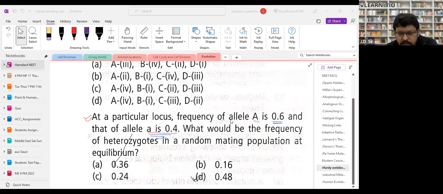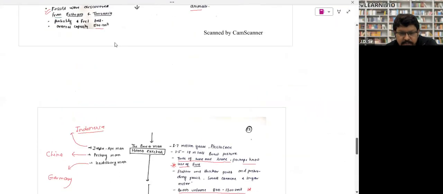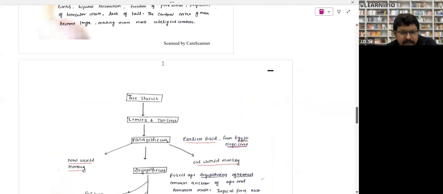Okay, fine. Now, one very important thing, Aisha, that I want to tell you. Basically, this is the human evolution part, which I have made by myself, right? I have made it.